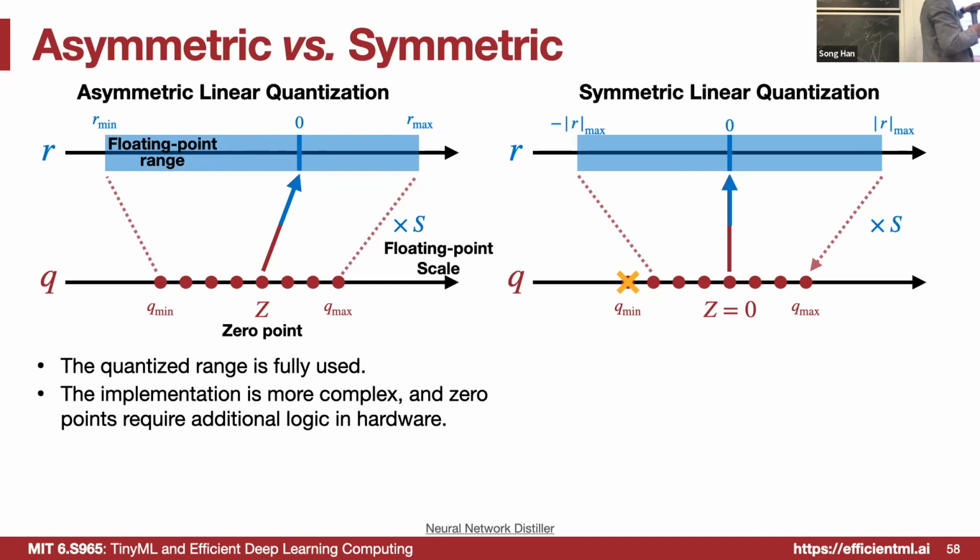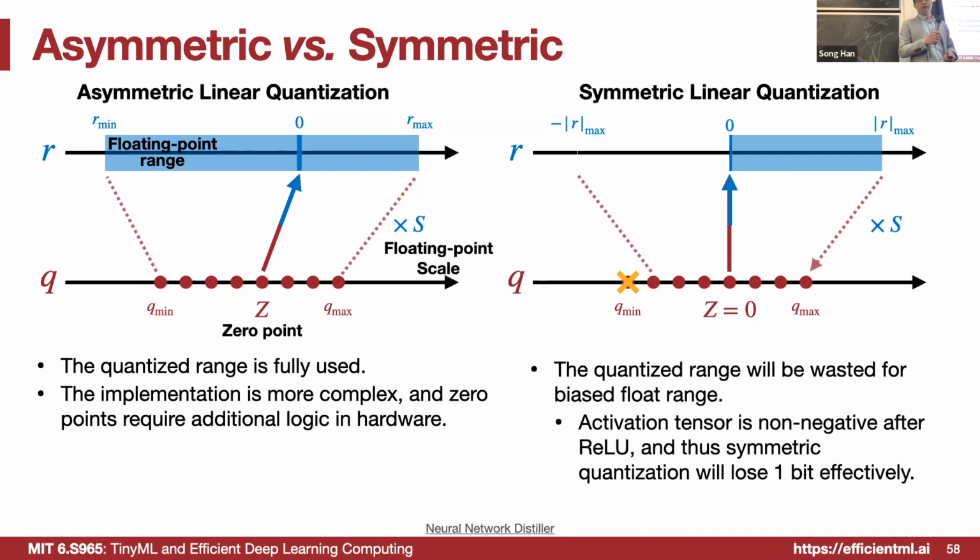Okay, so for the asymmetric, the quantized range is fully utilized, right? So the whole range for the integer value, the whole range for the floating point value. And the implementation is more complex. Of course, you have this Z value, and the zero point requires additional logic in hardware.